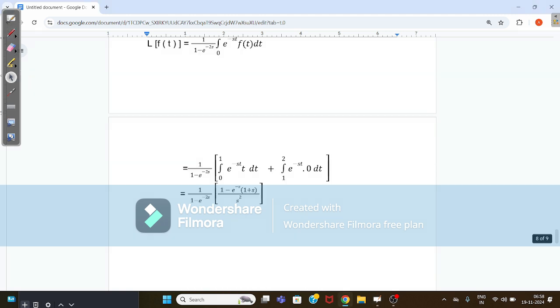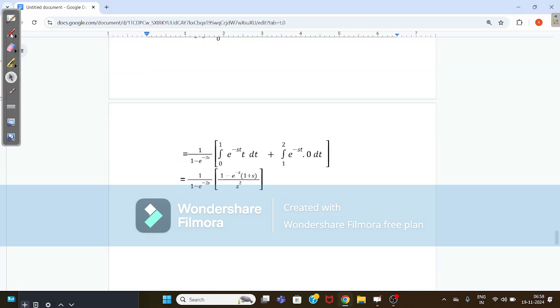Now when this value splits, it gives 1 by 1 minus e power minus 2s times the integral from 0 to 1 of e power minus st into t dt, plus the integral from 1 to 2 of e power minus st into t dt. This whole second value becomes 0 here, so we have to calculate only the first value. When you calculate and put in the limits, you will get 1 by 1 minus e power minus 2s times 1 minus e power minus s into 1 plus s by s square, which is the required answer.